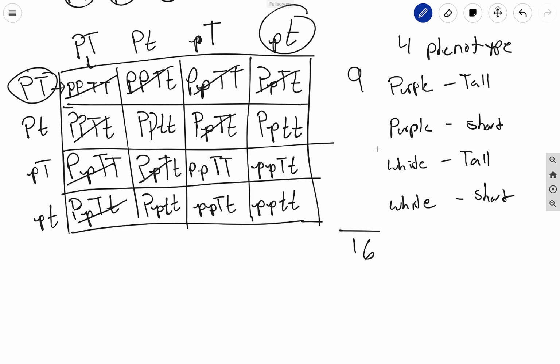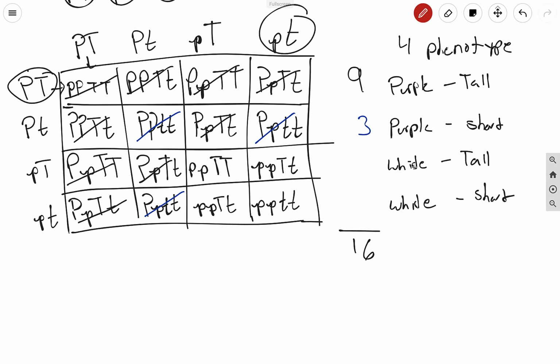Now let's count all of the ones that are purple but short. So here we've got purple and short, purple and short. This one's white and tall. This one's white and tall. This one is purple and short. Notice that I am not counting any of the ones that I already crossed off. Once it has been accounted for, you do not count that individual twice. The rest of these are going to be white. So there are 3 purple and short.